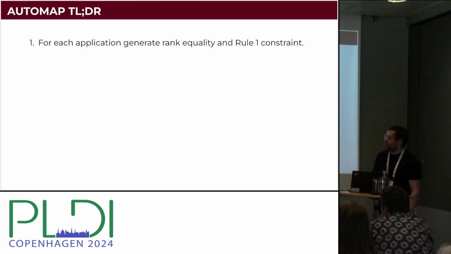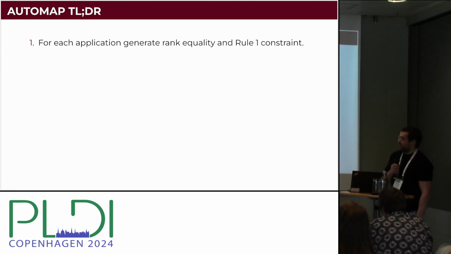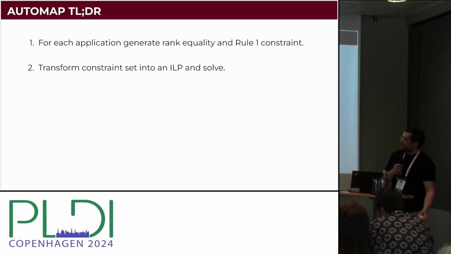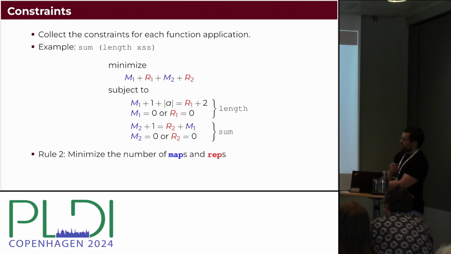And so the TLDR of how this whole thing works then is that for every application, we generate a rank equality and rule 1 constraint, which is the OR constraint. We can transform the constraint set into an ILP and solve, so exactly this thing.